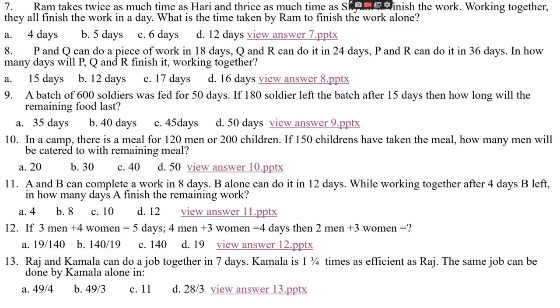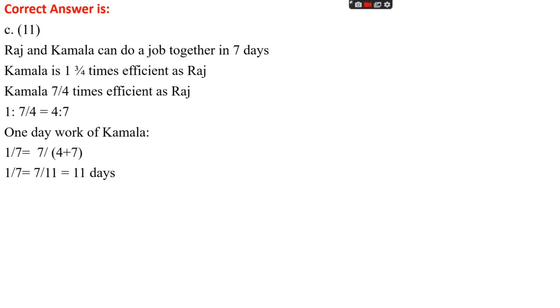Question number 13. Raj and Kamala can do a job together in 70. Kamala is 1 3 by 4 times as efficient as Raj. The same job can be done by Kamala alone in: option A 49 by 4, option B 49 by 3, option C 11, option D 28 by 3. The right answer is option C, that's 11.